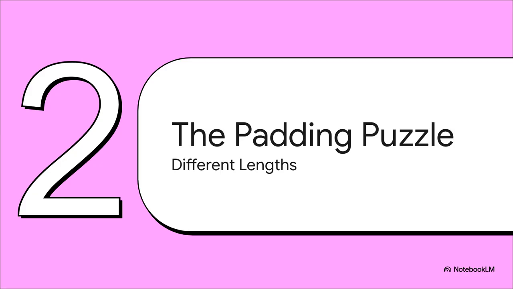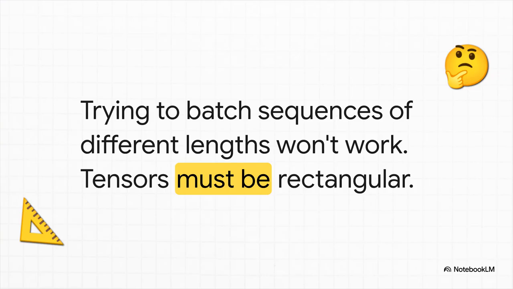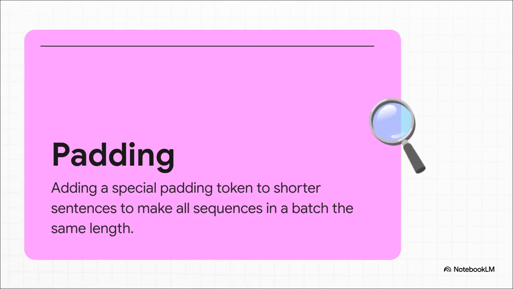All right, so we've solved problem number 1. But, as you know, that often just creates a new one. The second you try to batch sentences that aren't the same length, a new problem pops up. Welcome to the padding puzzle. Let's say you have 2 sentences of different lengths. When you try to stack them together, you hit a wall. That's because all the data needs to fit into a single, nice, neat rectangular block called a tensor. And you just can't make a perfect rectangle if your rows have different lengths. It just doesn't work.